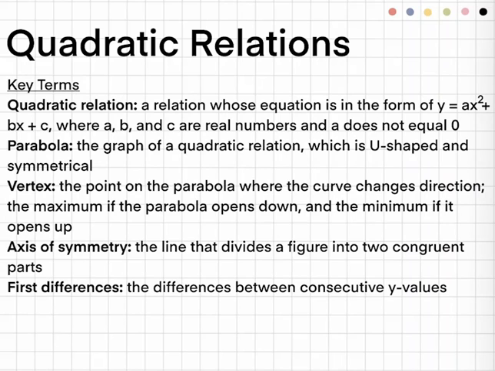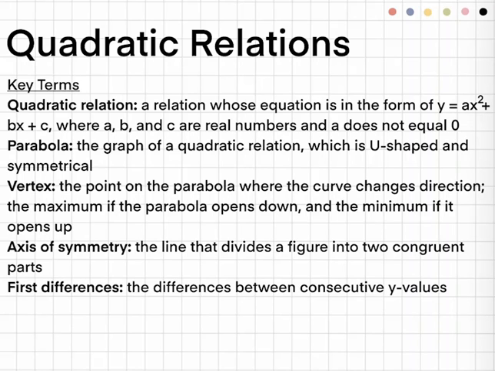We've got a handful of key terms today, so you might want to pause the video here and copy them down. I'm going to just read them out loud for you as well. So a quadratic relation is a relation whose equation is in the form of y equals ax squared plus bx plus c, where a, b, and c are real numbers and a does not equal 0. The parabola is a graph of a quadratic relation, which is U-shaped and symmetrical. The vertex is the point on the parabola where the curve changes direction. The maximum is if the parabola opens up, and the minimum if it opens down.